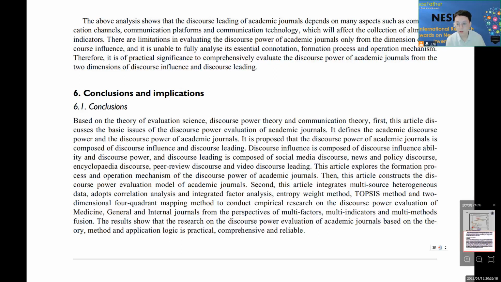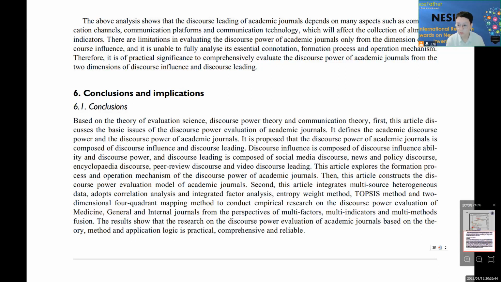composed of social media discourse, news and policy discourse, encyclopedia discourse, peer review discourse, and video discourse. This article explores the information process and operation mechanism of discourse power of academic journals. Then, this article constructs the discourse power evaluation model of academic journals.